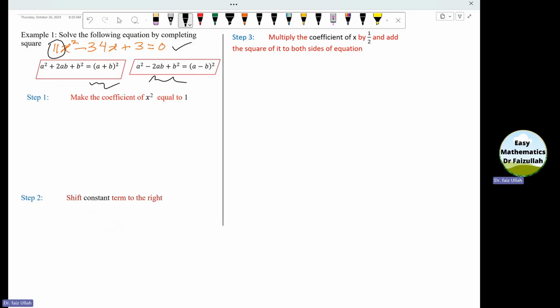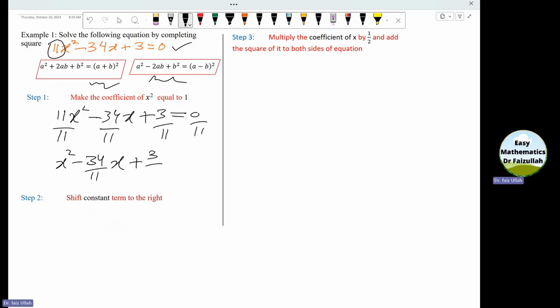Let us do it. We write 11x square minus 34x plus 3 is equal to 0. And now divide each term by 11. So we have x square minus 34 divided by 11x plus 3 divided by 11 is equal to 0.